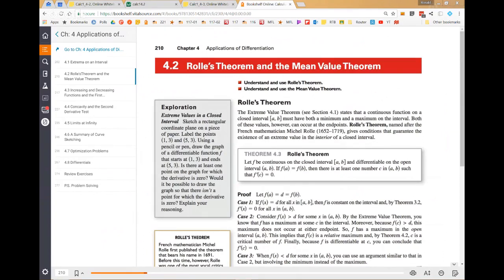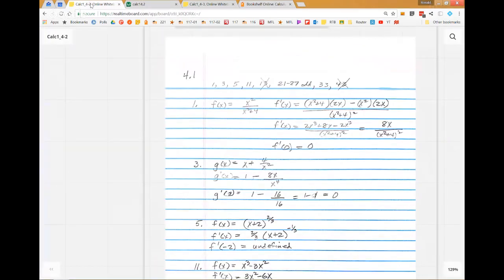Get started here. I wanted to see the lesson, as you can see, is lesson 4.2, Rolle's theorem and the mean value theorem. But the first thing we'd like to do is see if you have any questions on 4.1. So we were supposed to what? Find critical numbers and then find max and min.